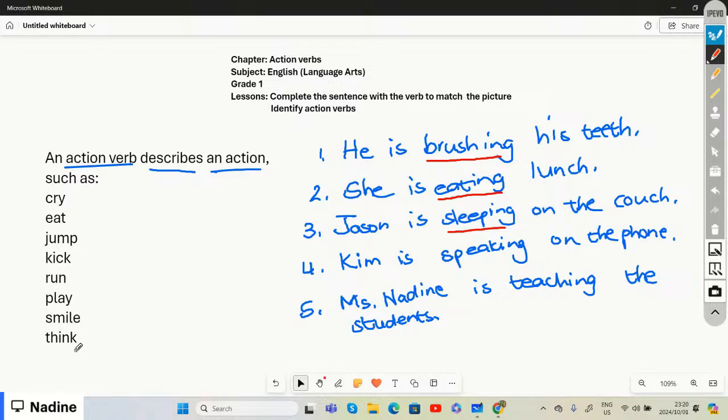The fourth one is Kim is speaking on the phone. And if we were to identify the action verb, then we can say it is speaking. And the last one says Miss Nadine is teaching the students. And if we were to identify the action verb, then we can say teaching.